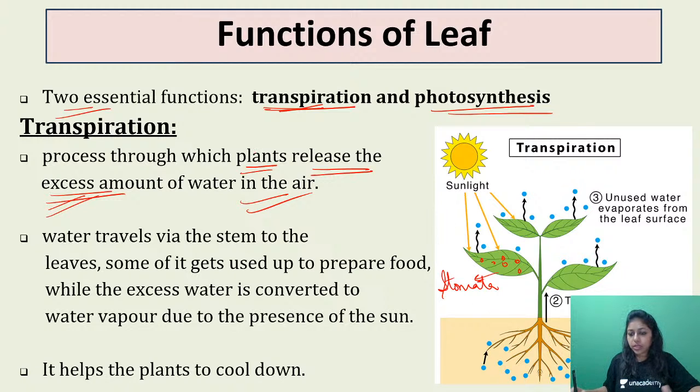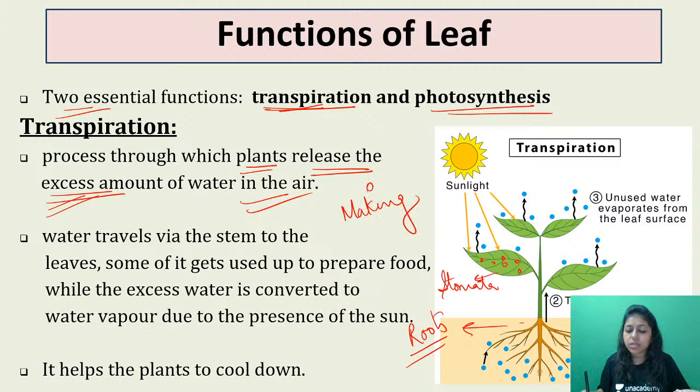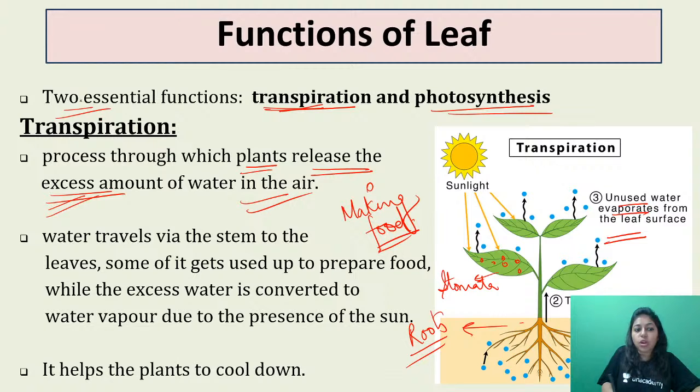Okay, roots, now look at the picture. Roots absorb water. Okay, these roots absorb water, and then from the stem it goes up, and as it goes up from the stem, some of the water is used in making food, because we know that photosynthesis uses water. So some of the water is used in making food, but the rest of the water is actually removed from the plant. It goes out of the plant by the aerial parts, the parts which are exposed to air, and stem is one of them, leaf is one of them. Okay, so unused water evaporates from the leaf surface. So this process is called transpiration.